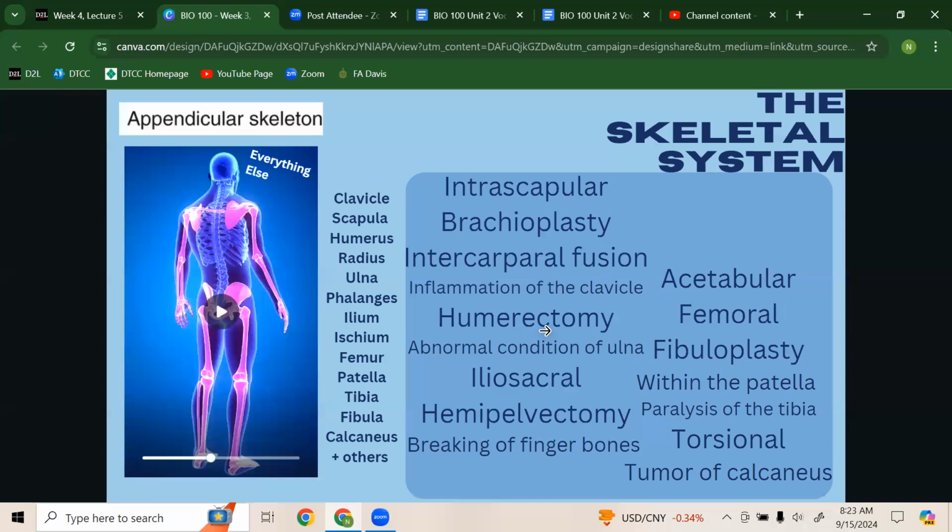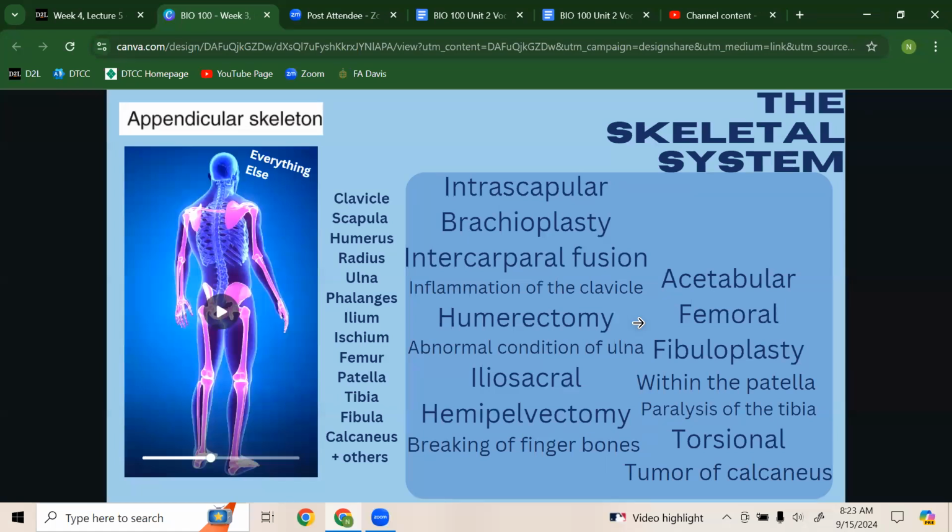An abnormal condition of the ulna. I think you could have two right answers for this. Osis is our suffix for abnormal condition, and pathy is also a suffix that means abnormal condition or disease, really. So you could say ulnosis or ulnopathy. Our combining form for ulna is basically replacing that A with an O.